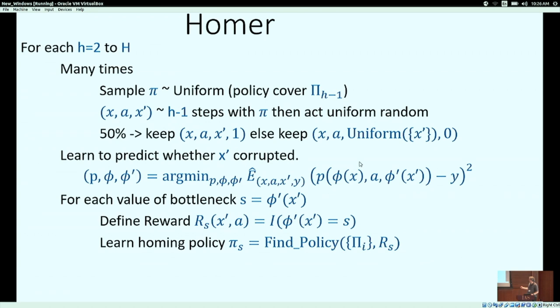So if you solve this problem effectively, then for each value of the bottleneck, you're going to create a synthetic reward function, and you're going to find a homing policy to achieve that value. Okay, and now this find policy routine is actually something that's pretty well solved. This was Drew Bagnell's thesis, policy search by dynamic programming. It's a reduction of essentially reinforcement learning to contextual bandits when you know how to visit the individual latent states.